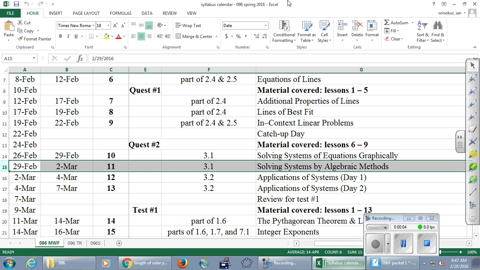So let's take a look at our calendar. Today is February 29th. Happy Leap Day. Today we're going to talk about lesson 11, solving systems by algebraic methods.